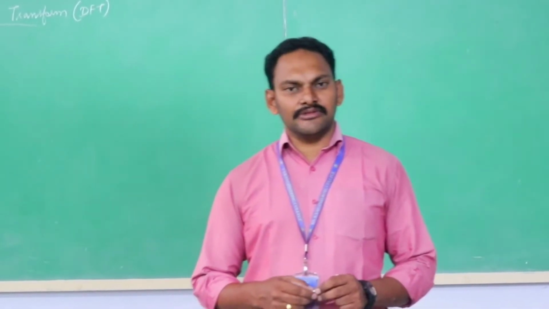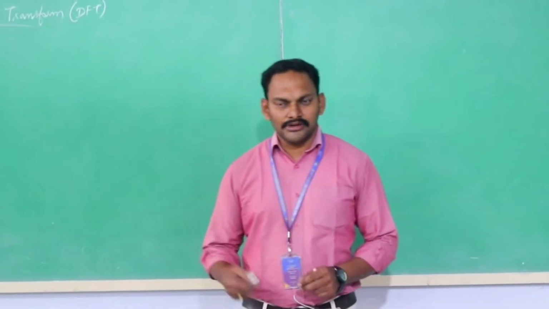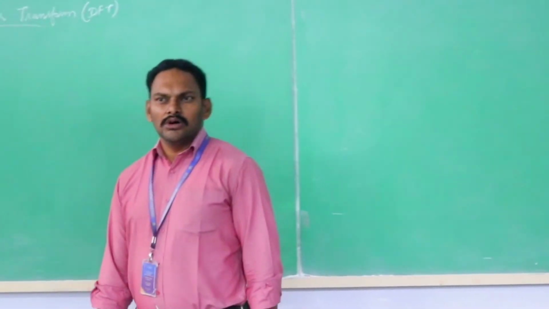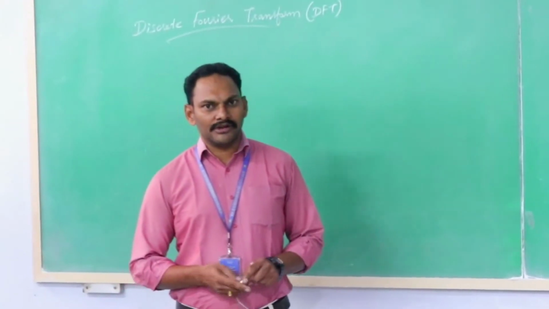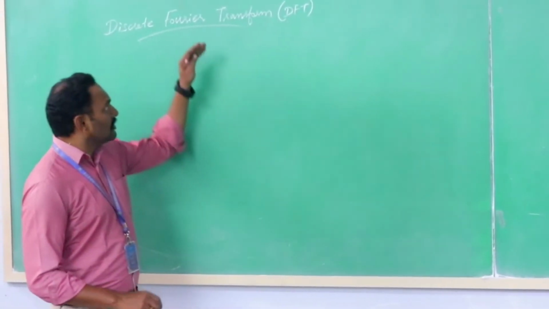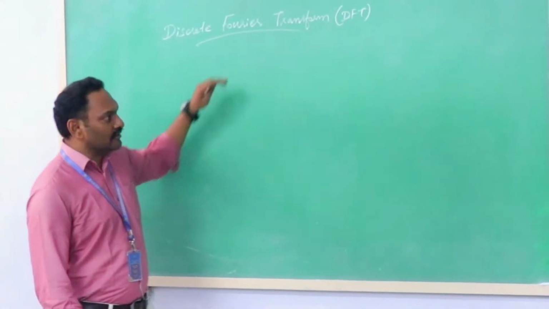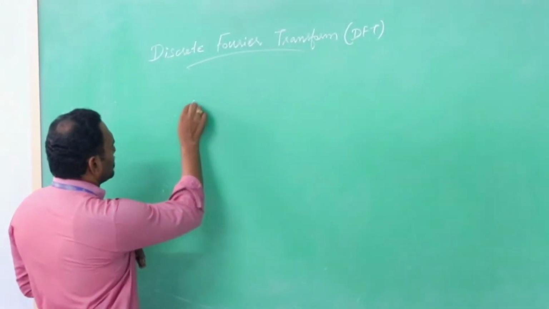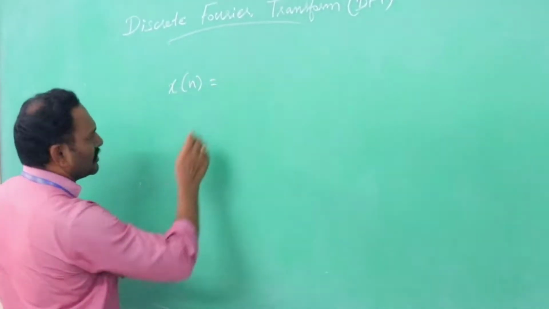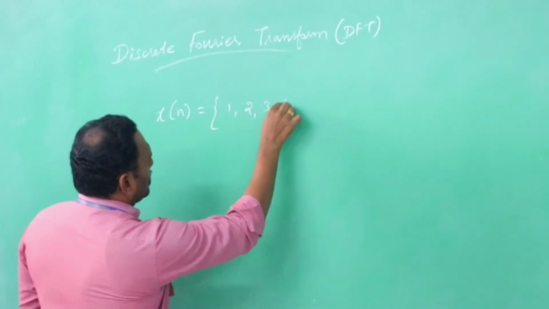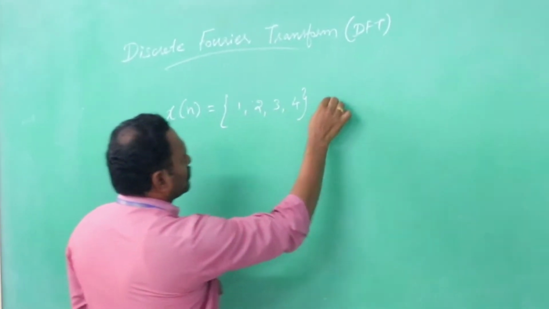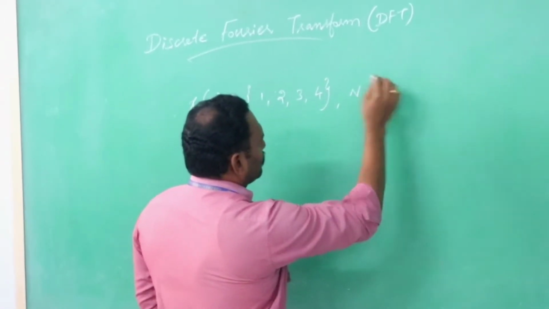Today we will discuss the topic Fourier transform, especially the discrete Fourier transform. Why do we go for discrete Fourier transform? To convert one domain to another domain. And while using the discrete Fourier transform, let us assume that x of n is the time sequence 1, 2, 3 and 4, and that N is equal to 4.